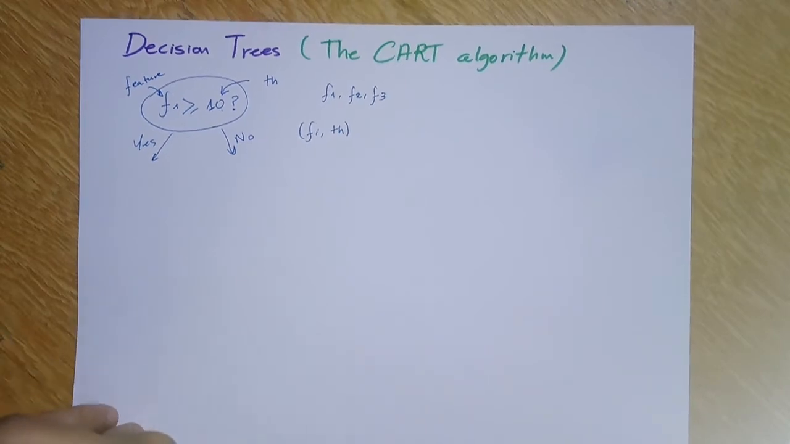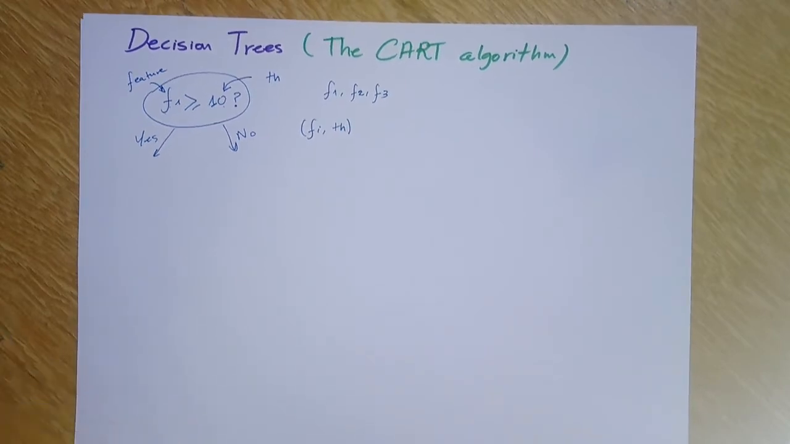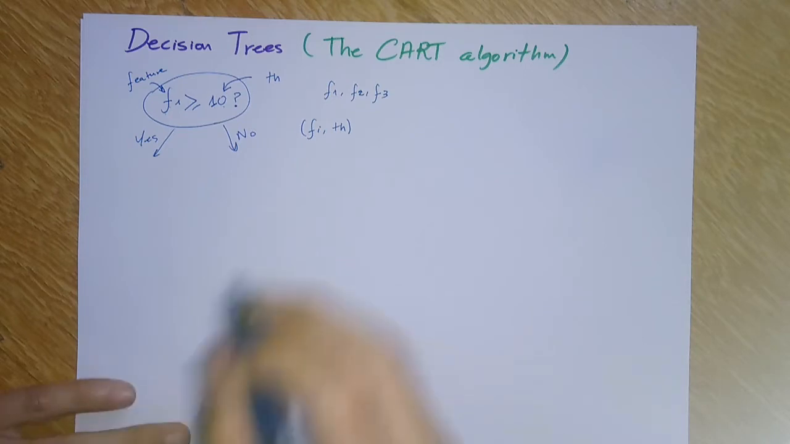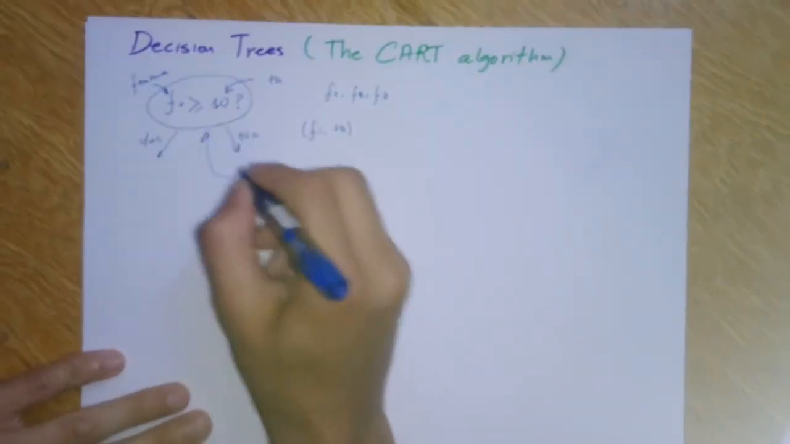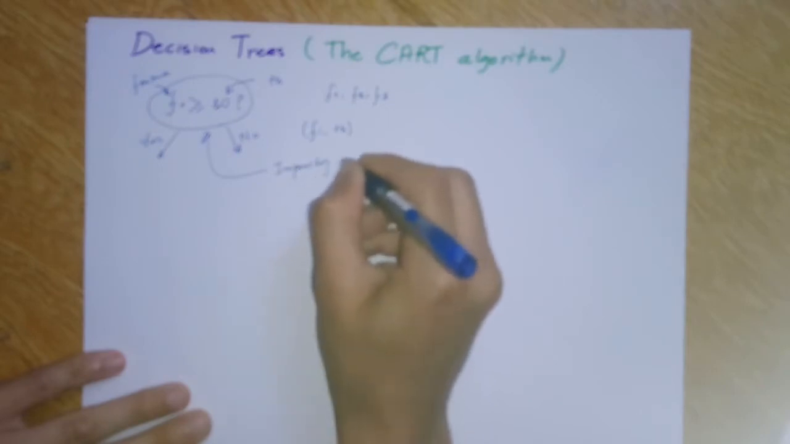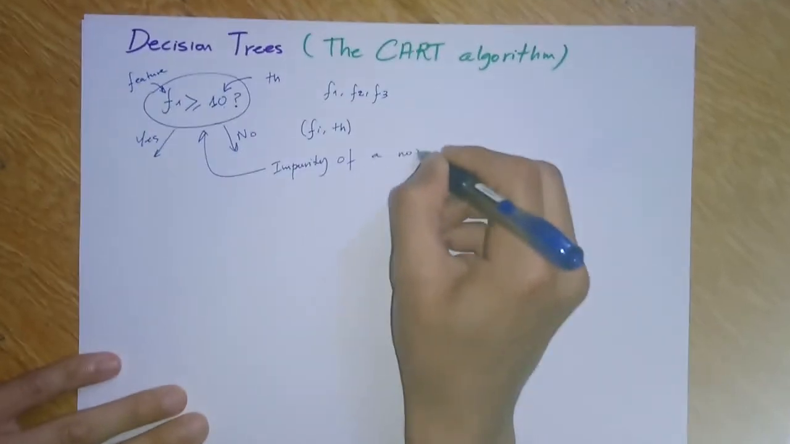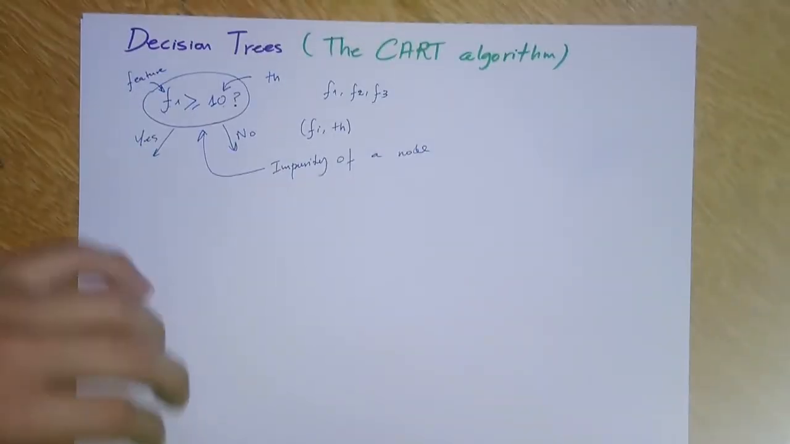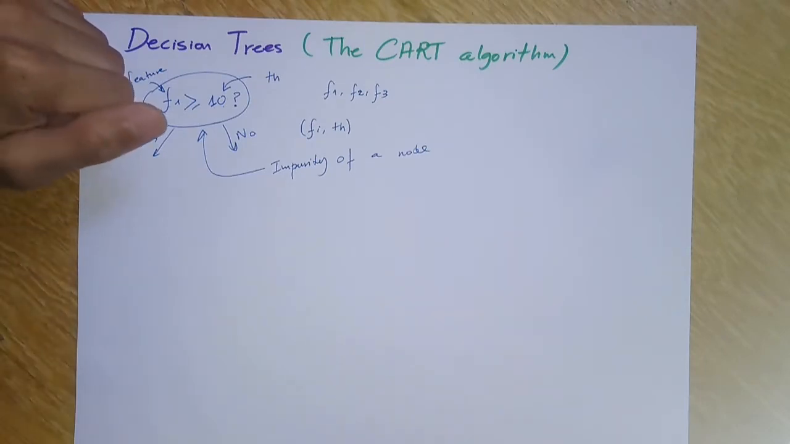Now, before talking about how the CART algorithm works, we need to understand something important, because it's a prerequisite for the CART algorithm. It's called the impurity of a node. So we need to evaluate the impurity of a node. To understand that, let's consider this example.